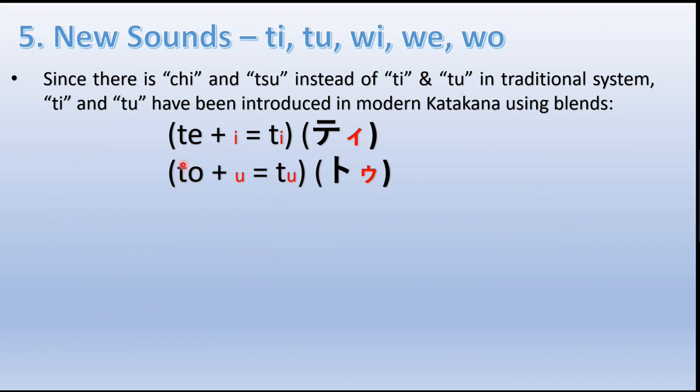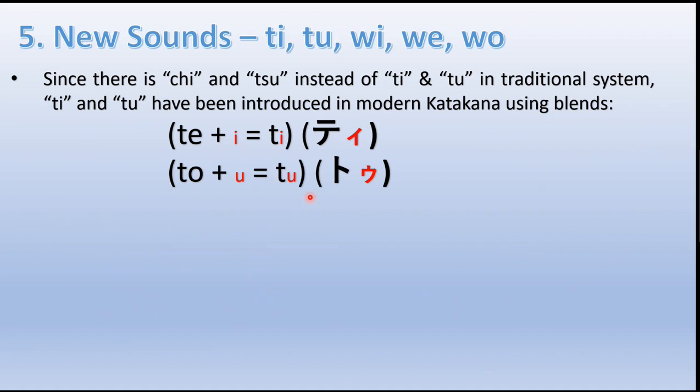So it's not the same. It's te plus i becomes ti and to plus u becomes tu. Unlike the previous slide where we have seen that for each of these fa, fi, fe, fo, we have the fu sound blending with the four vowel sounds. Fa, fi, fe, fo.